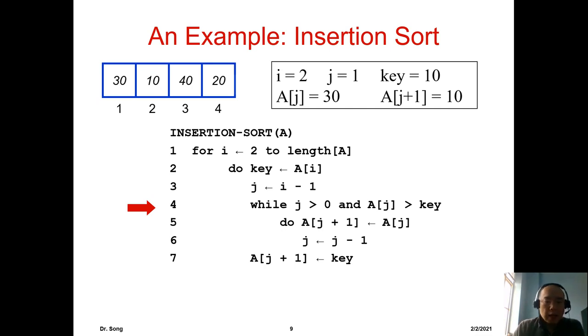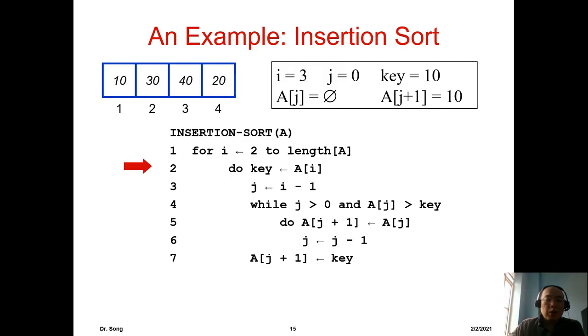And after that, we have to check this condition, line 4. So for each value we want to insert into the sorted portion, line 4 is guaranteed to be executed at least once. And how about line 5 and line 6? They might be executed or not, depending on whether the new value is at the right place. So for this case, we do have to execute line 5 and line 6, so we are shifting the 30 to the right side, and eventually we insert the key into the first place, so we have the 10 and 30 as the sorted portion.